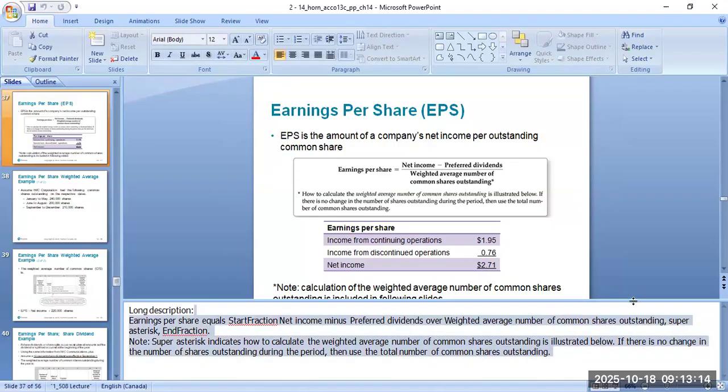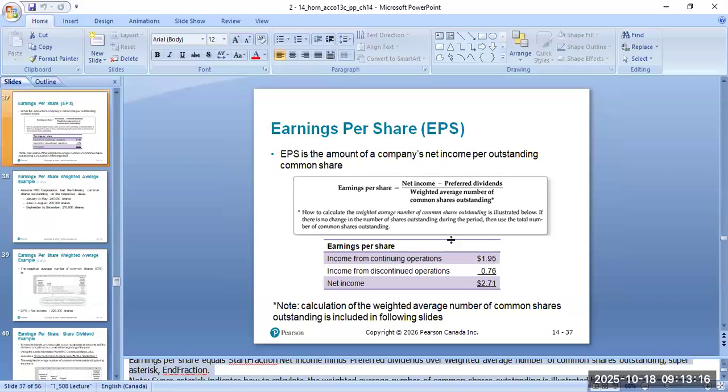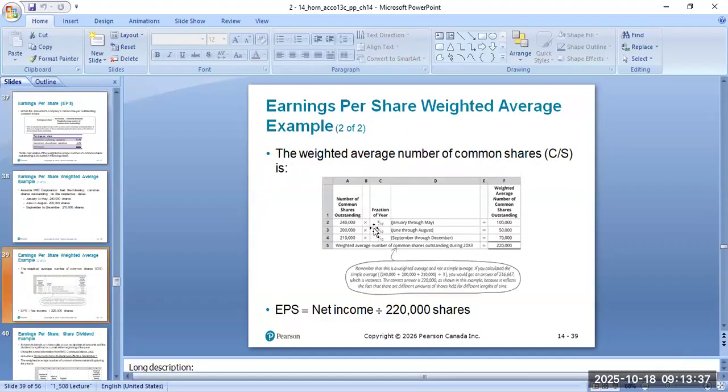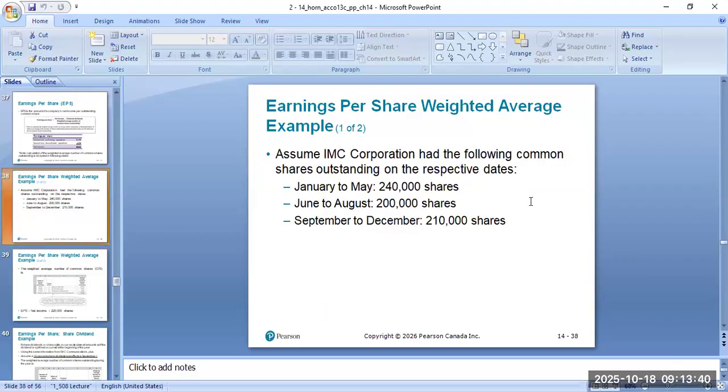Now the earnings per share, as you remember from last time, is net income minus preferred dividend, the dividend that we pay for preferred shares, divided by the weighted average number of common shares outstanding. That will be the key here: weighted average number of common shares outstanding. Now the question usually is going to have how the shares are, what's the number of the shares for the period of time during the year.